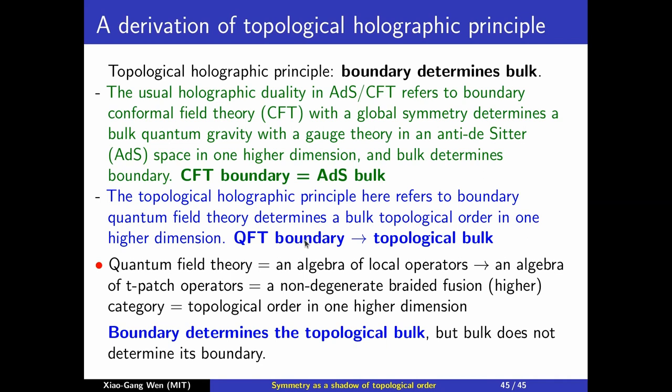But what I really try to say is that quantum field theory really means that we know the low energy properties. So that means that we know the low energy local operators and the low energy transparent patch operators. So everything is about low energy phenomenology. And then from this algebra of transparent patch operators, we determine the bulk topological order. So this calculation essentially is deriving the bulk topological order, deriving the holographic principle. So you can view this algebraic approach as deriving the holographic principle.